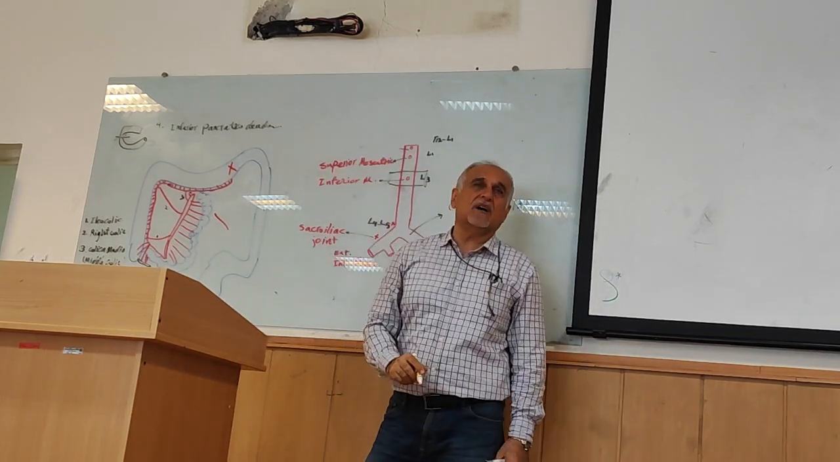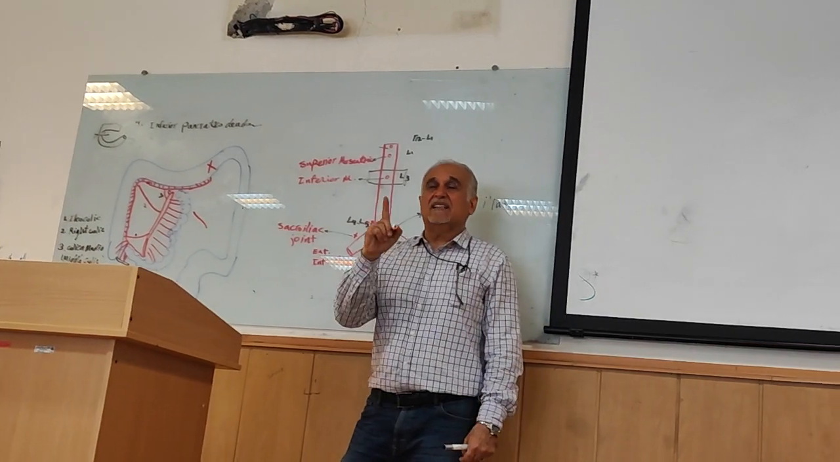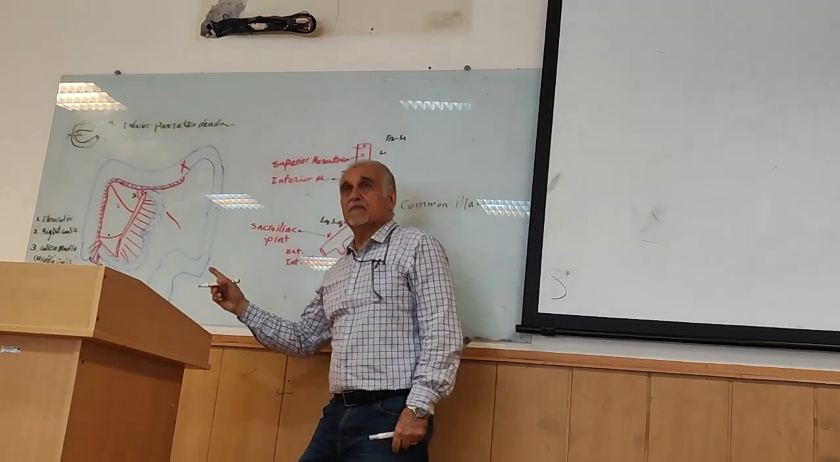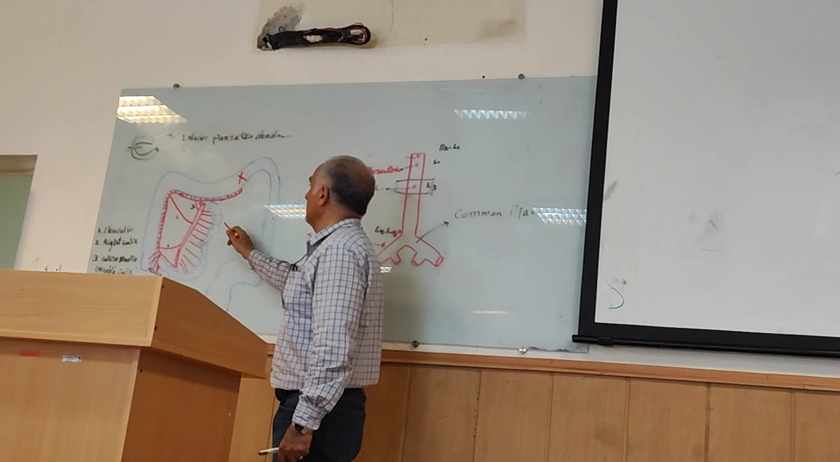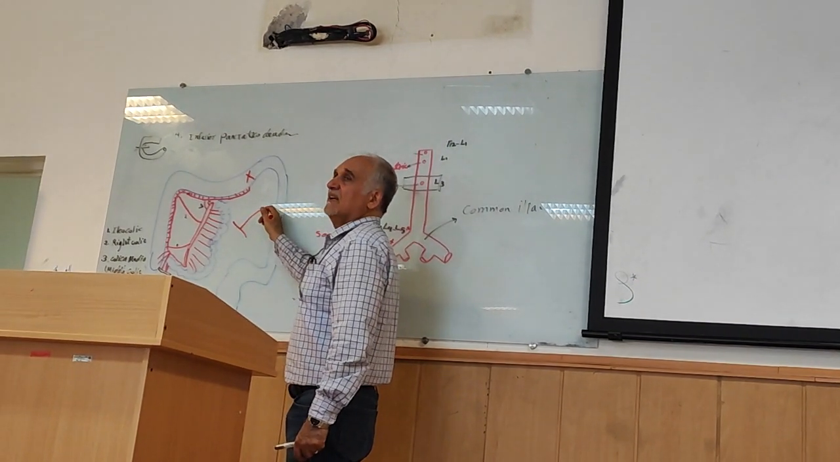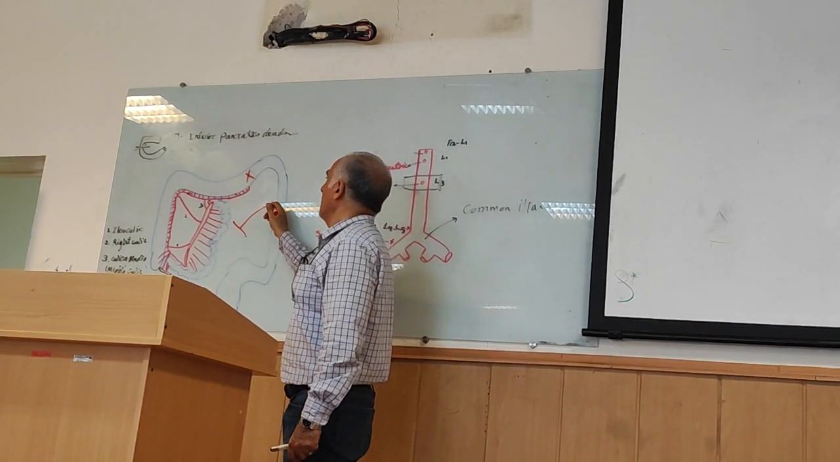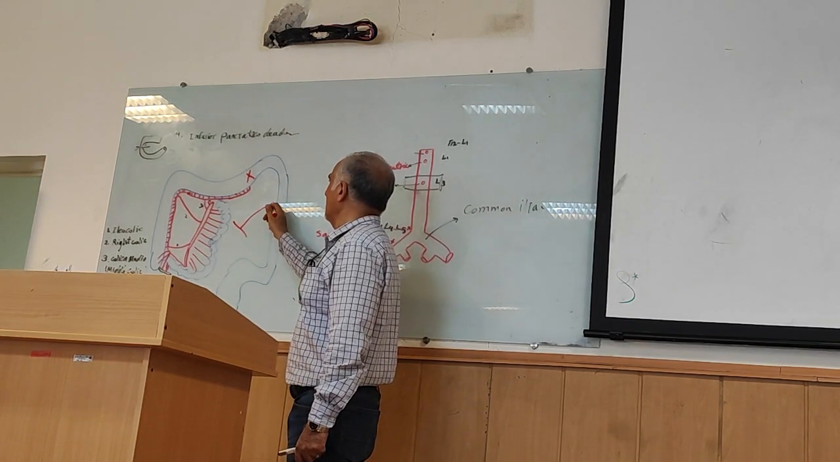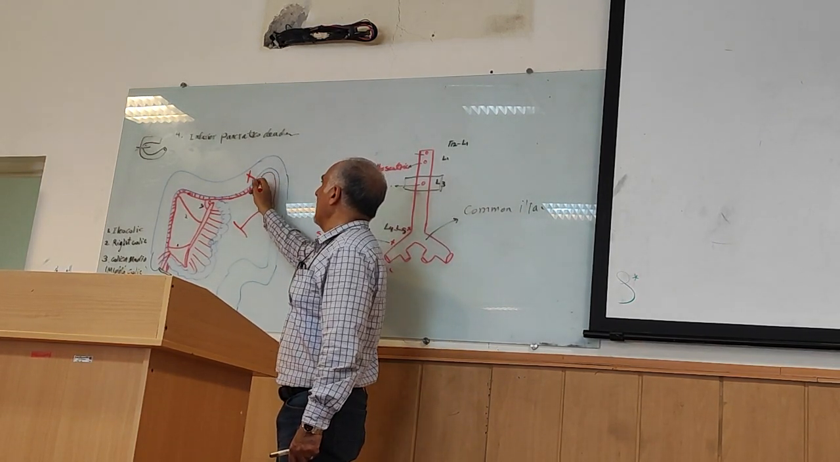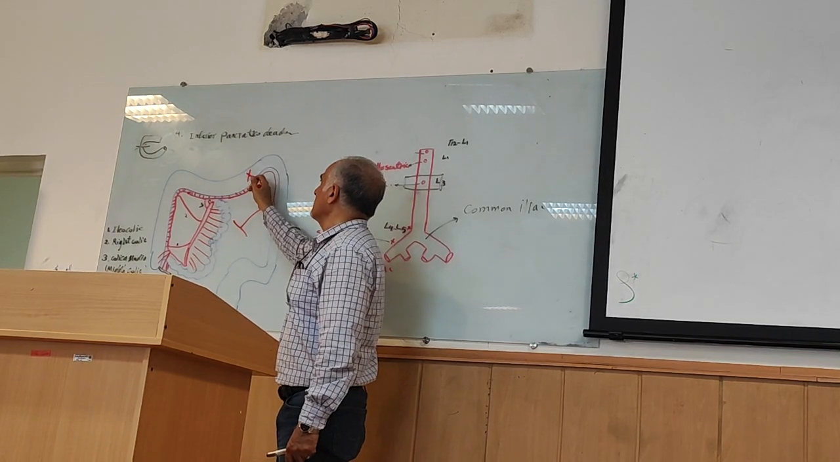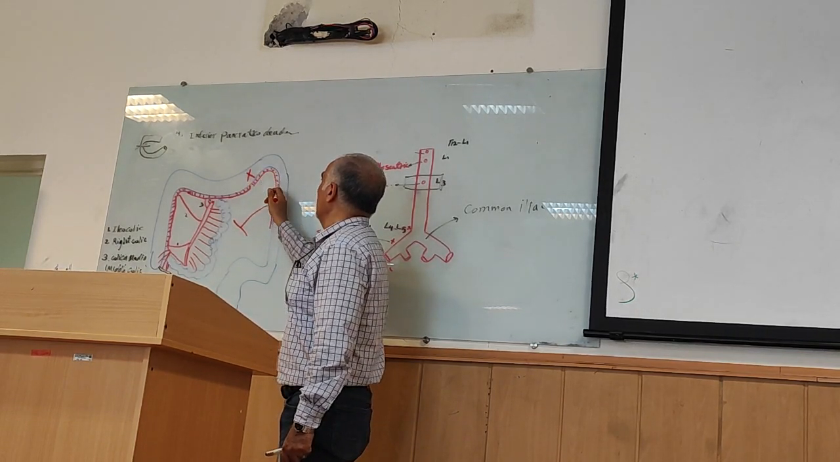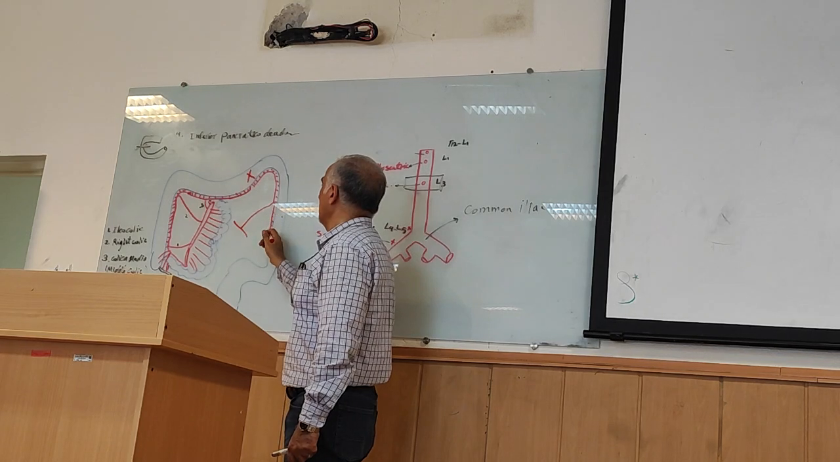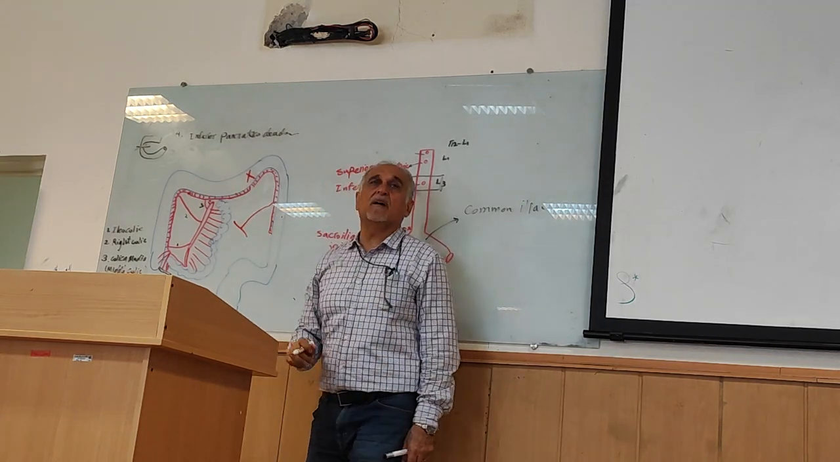When it comes down and to the left, the first branch that's separate from these goes up and to the left, divides into two branches. Some of them descend, another one goes up, and finally anastomoses with the left branch of what? Colica media.